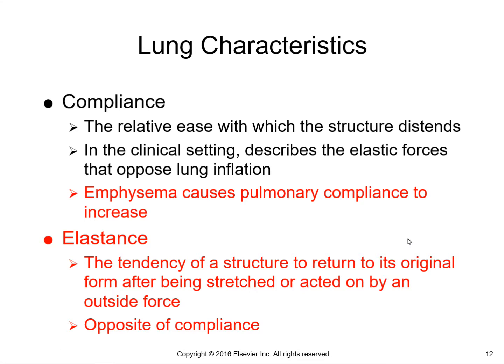So when we talk about lung characteristics, and we've talked about this in class already, now you have compliance versus elastance. Compliance is basically just how easy the lungs distend or stretch. Emphysema is basically floppy lungs. Your lungs are so floppy that the compliance is so high, because it's so easy to inflate them. But since they're floppy, they can't get back to normal.